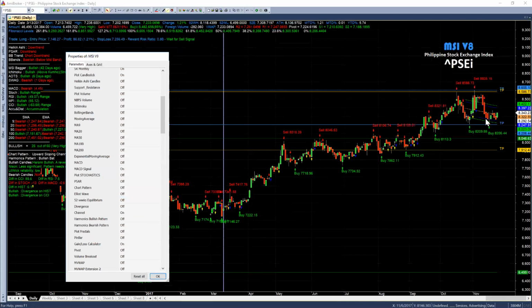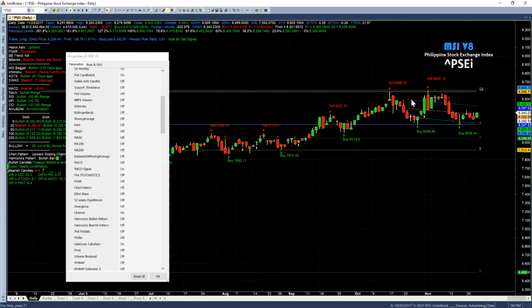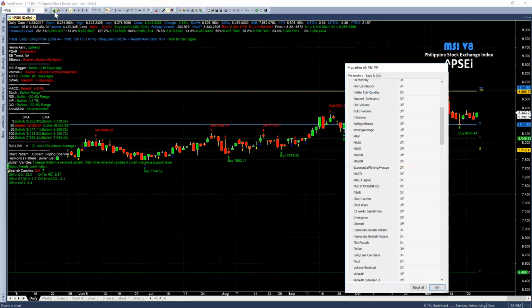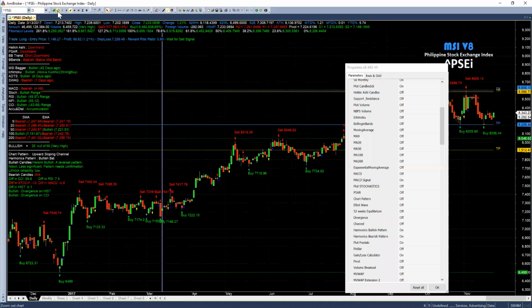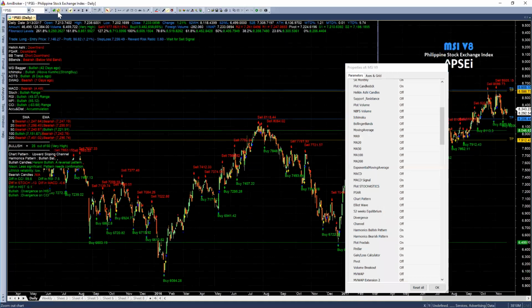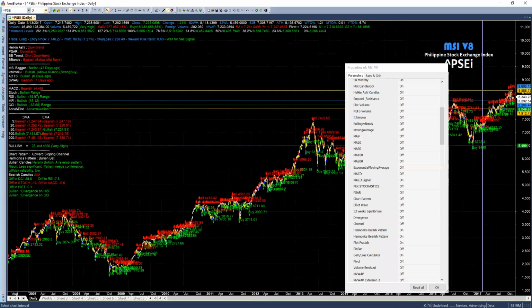Then if you're fond of channels, okay, ayan yung channel, auto-plot na rin siya. Then we have the harmonics and the fractals. So ang binibigay naman ng system na harmonics pattern is the last visible harmonics pattern. So currently wala tayong makita dito.